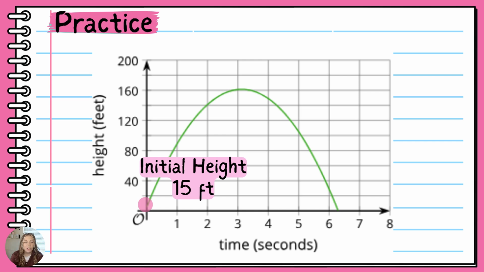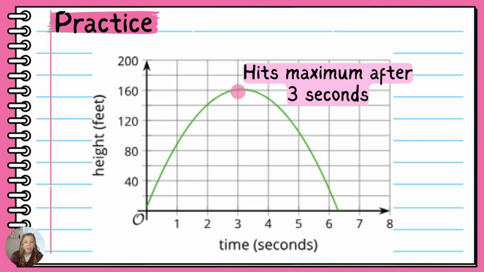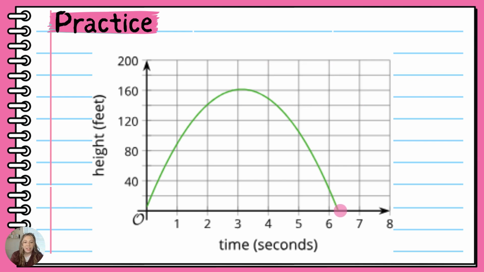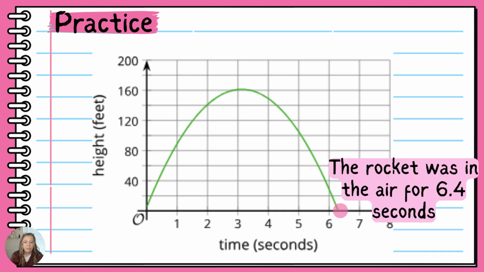And then we can also look at the vertex to find the maximum that it reached. We can see that when x was 3, the maximum was reached, so that's 3 seconds. And then the y value tells us the feet. So this tells us that the maximum height is 160. And then we also have an x-intercept, and the x-intercept will tell us how long the object was in the air. Since the intercept is around 6.4, we can say that it was in the air for 6.4 seconds.